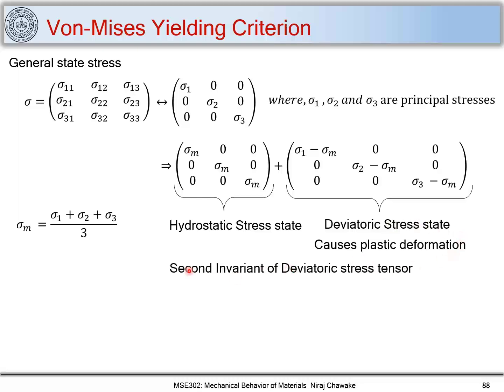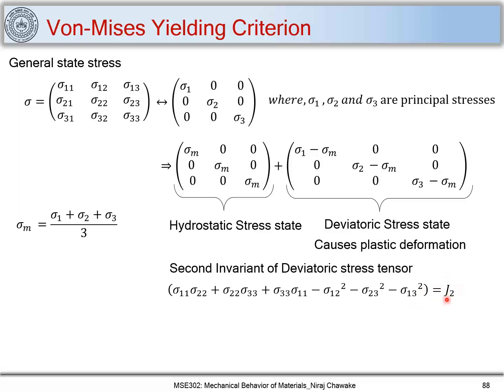Now let's figure it out. What is the second invariant of deviatoric stress tensor? We find the invariant for deviatoric stress tensor, that is, the second invariant for this stress tensor, and you can find J2 to be sigma 11 into sigma 22 plus sigma 22 into sigma 33 plus sigma 33 into sigma 11 minus sigma 12 square minus sigma 23 square minus sigma 13 square.